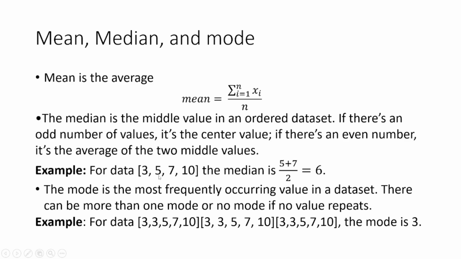For example, if here we have an even count, like 1, 2, 3, 4, these two are the middle, right? 5 and 7. So the average of them is 6. So 6 is our median. Mode is the most frequently occurring value in the data set. There can be more than one mode, or no mode if no value is repeated. For example, here 3, 3, 5, 7, 10. The mode is 3 because 3 is repeated twice. The others only once. Okay.